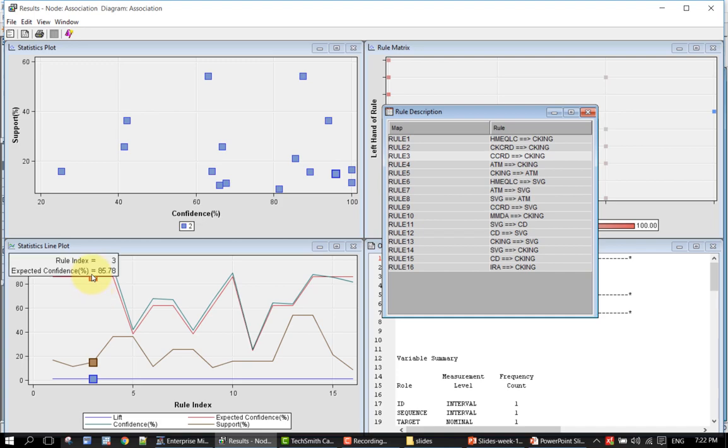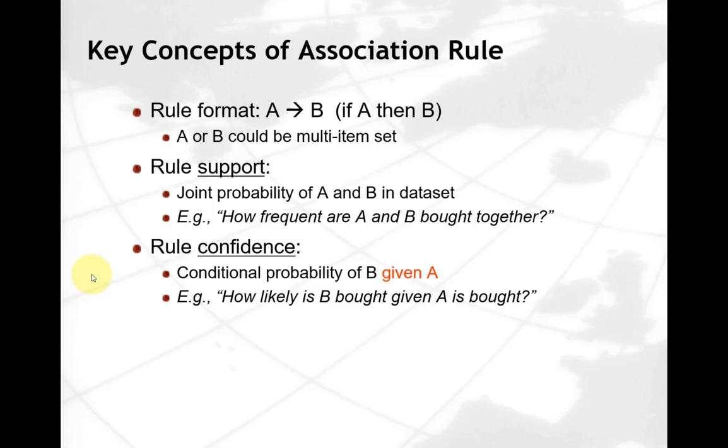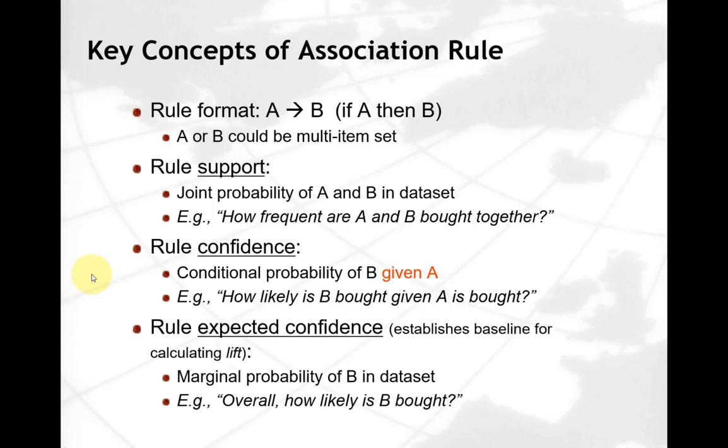And there's one more statistic here. I talk about support and confidence. There's an expected confidence. Expected confidence gives you a comparison point. Expected confidence is simply, of all your sample, of everybody, what is the likelihood that this person has B? You know, overall, what's the likelihood that this person has B?